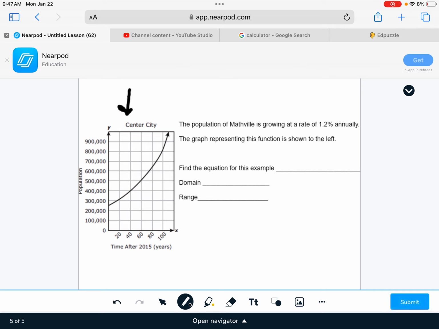That's this thing over here, okay? Find the equation for this example. Believe it or not, I need both the chart and the text in order to be able to answer this, okay? Because when I start solving these, I go, okay, y equals a, b, x.